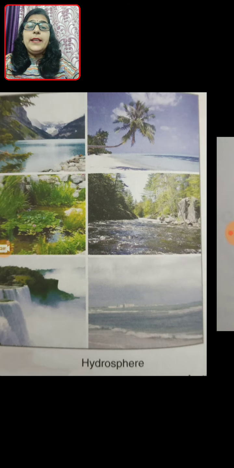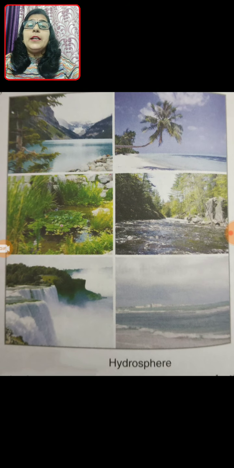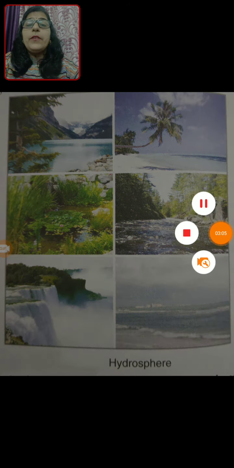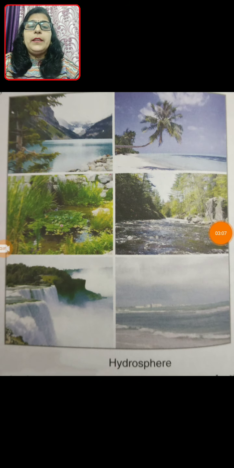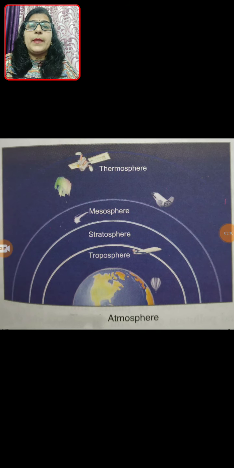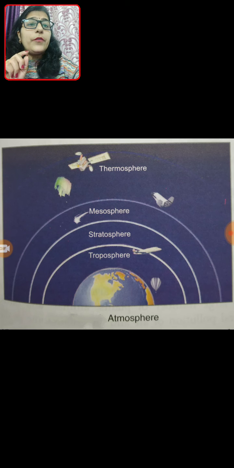The next is hydrosphere. The earth is called the blue planet. Why? Because a large portion of the earth is covered with water, and it refers to the sphere of water. Now the next is atmosphere. A thin layer of air, composed of a mixture of gases which form an envelope around the earth, and it protects us from harmful rays of the sun.